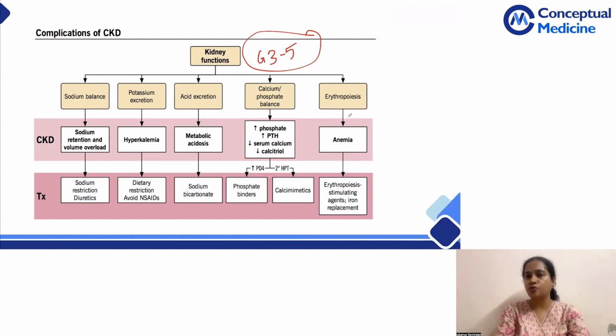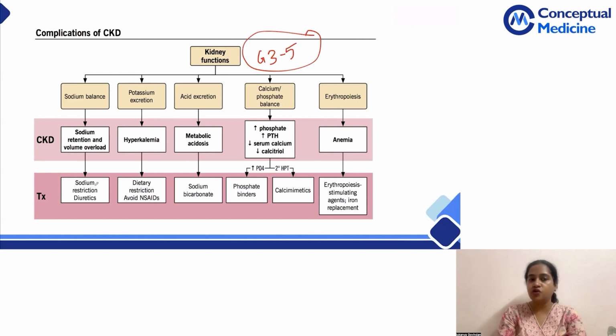Also your erythropoiesis. Your erythropoietin hormone is secreted by the peritubular cells of your kidney. So that also reduces and results in anemia. Then you will have to treat all of this. The treatment for CKD is essentially not bringing down the creatinine, but actually treating the complications.